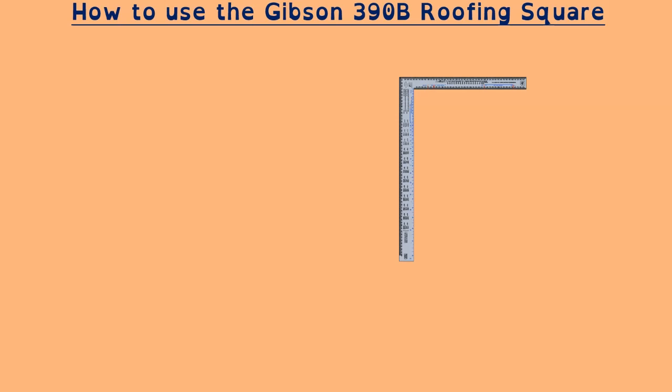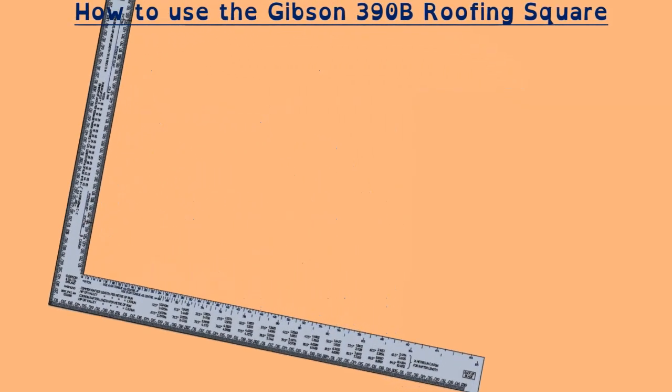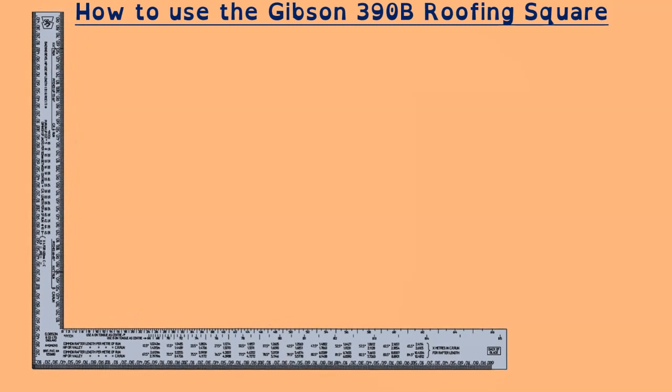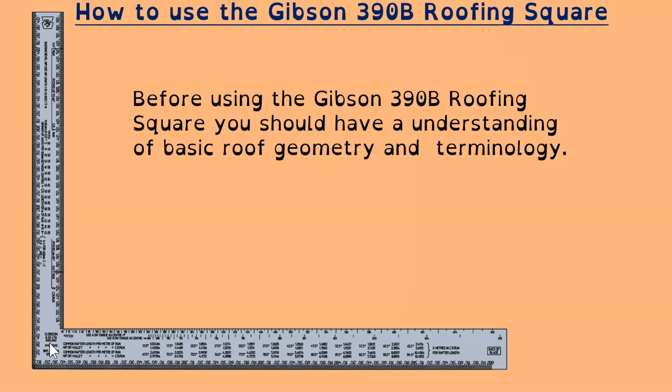Hi everyone, just introducing here my favourite roofing square. It's called the Gibson 390B roofing square. Prior to this it was known as the Smallwoods 390B. Before using this Gibson 390B, just making the point here that you need to have some basic roof geometry knowledge and terminology.